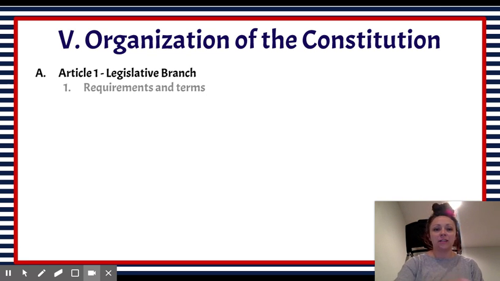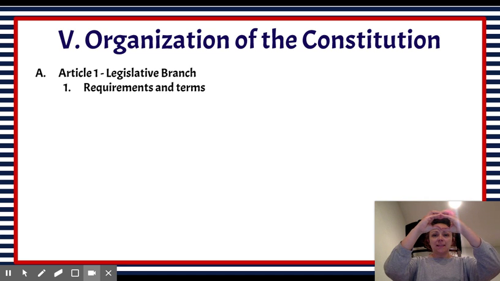And back to it. So the legislative branch we know is Congress. Now, Congress includes both the House of Representatives and the Senate. Okay, so we've got Congress up here. This is the legislative branch. It includes the House of Representatives and the Senate.